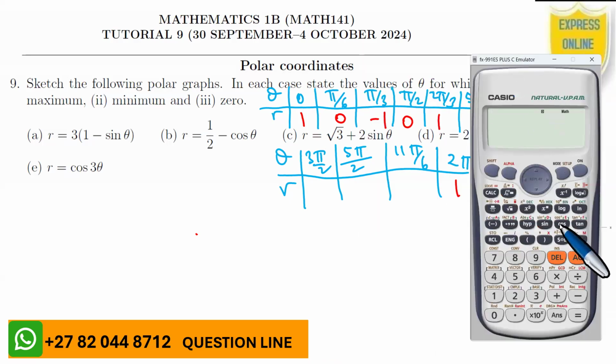Okay, then you have cosine 11 pi over 6. 180 divided by 2. 180 divided by 2. Divided by 2, excuse me. Divided by 2, 0.